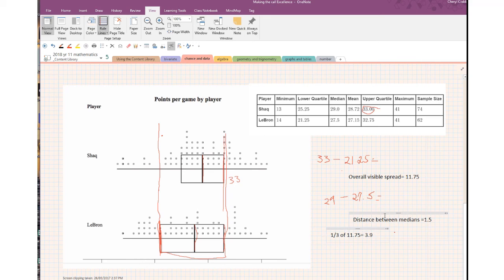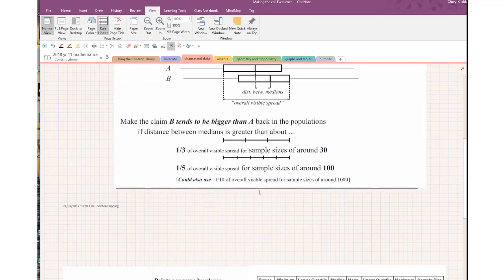Now, is the distance between the medians greater than a third of the overall spread? Is it greater than 3.9? It's not. It's not greater. So that means we can't make a call that there's a difference.